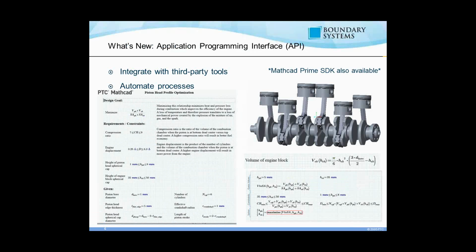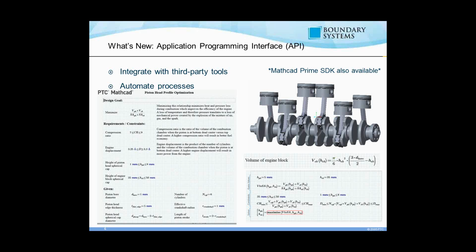Next on the list of what's new is the API. With Mathcad 15 and older, the API was accessible, and you could program different things and link Mathcad to other applications that you had. With Mathcad Prime 3.1, the API has now been released again, or opened up, and so you can integrate Mathcad Prime with any of your third-party tools and then use it to automate whatever processes you have.